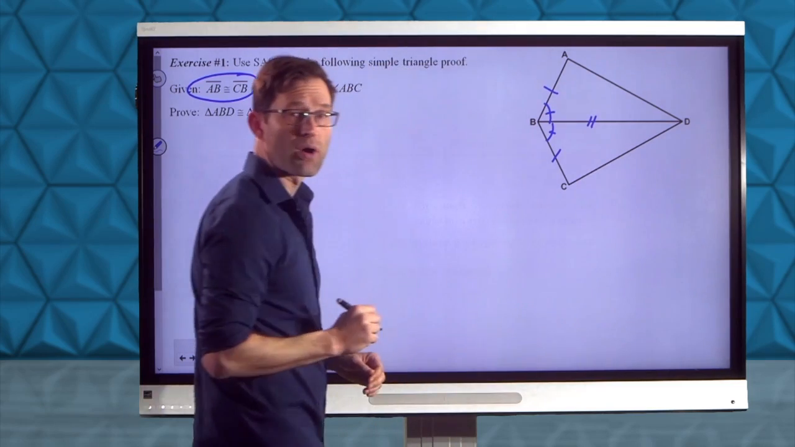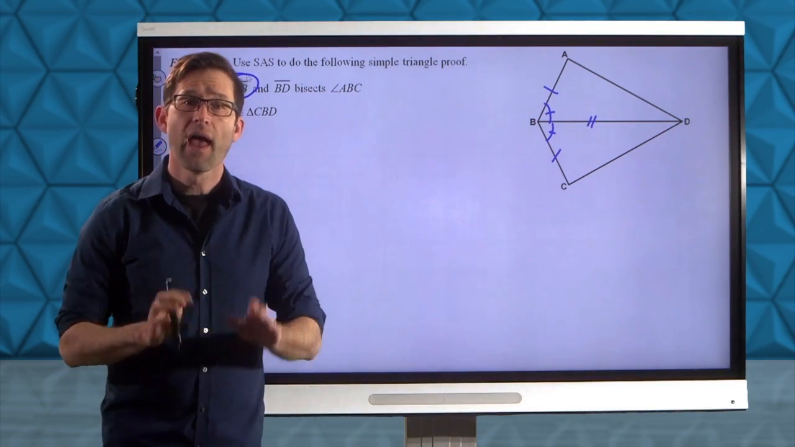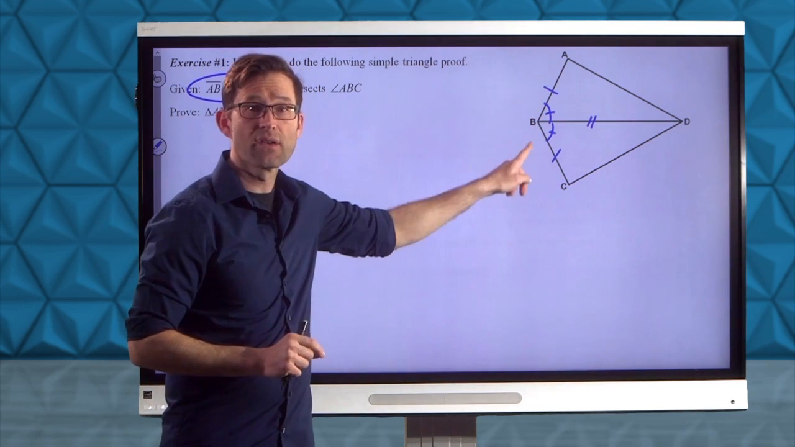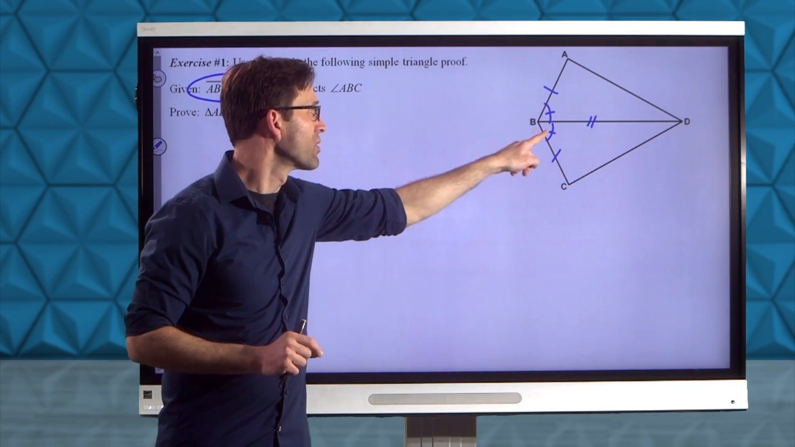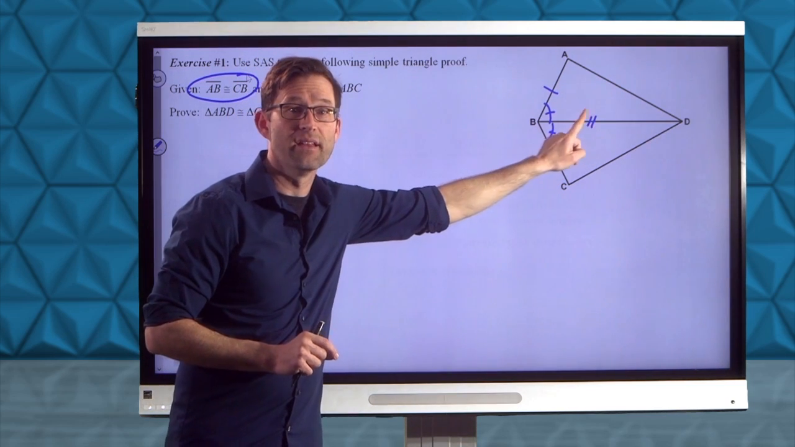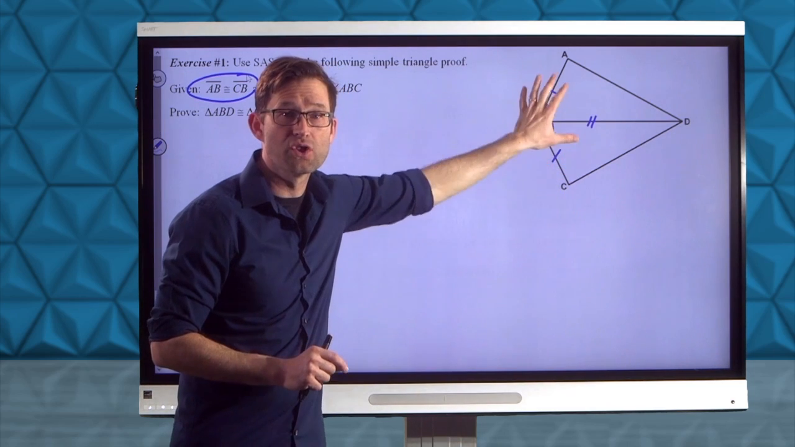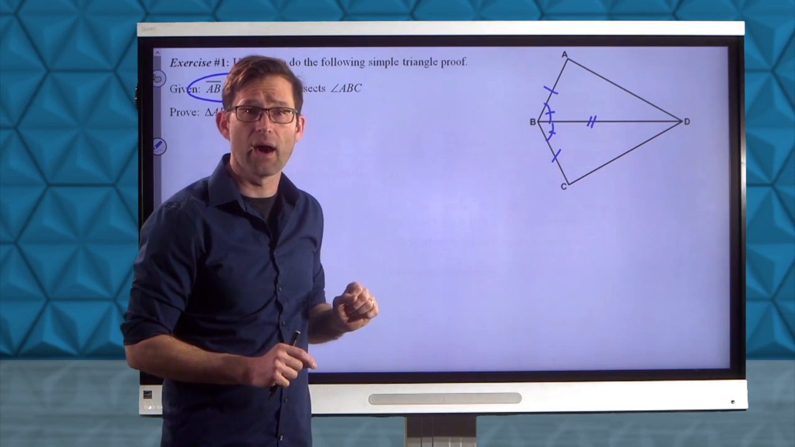I'll oftentimes mark it kind of like that, all right? And now you can already see the side angle side coming out. This side's congruent to this side, this angle's congruent to this angle, and this side is congruent to this side, all right? If we needed to, we could actually draw these two triangles separately to kind of lay that out.